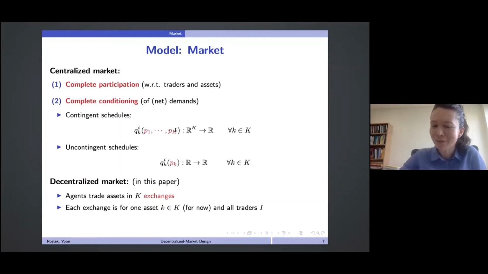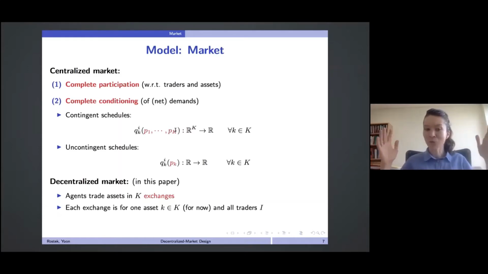Okay, so let's dive in a bit. Let's try to take a closer look at how cross-asset conditioning matters. So I'm going to be working with a market with I traders and K assets from the previous slide, described by K exchanges, each for one asset, at least in the beginning of the talk. All traders participate in all exchanges. So the participation in the market is complete. All traders trade all assets. But now they submit uncontingent schedules.